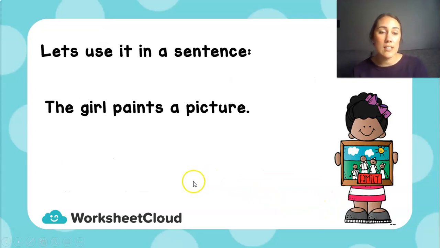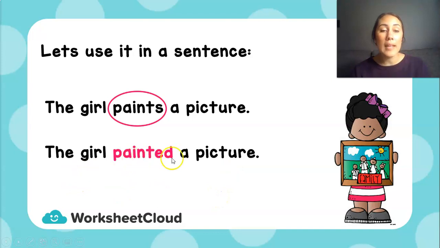Now let's use it in a sentence. The girl paints a picture. So paints is my verb. So now paints needs to change to the past tense. And today I paint, yesterday I painted. So the girl painted a picture. This sentence is my present tense and this sentence is my past tense. It already happened. This could have happened this morning. This could have happened yesterday. It could have happened last month, last week. So this happened in the past.